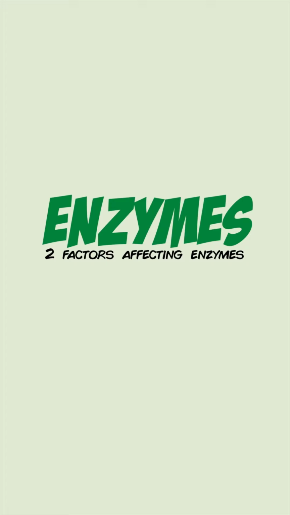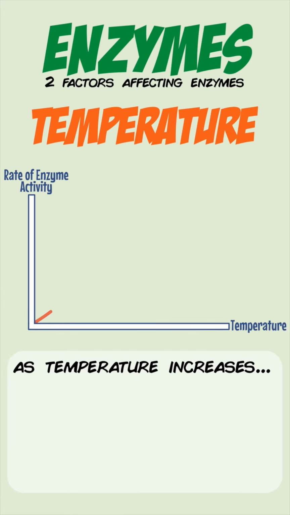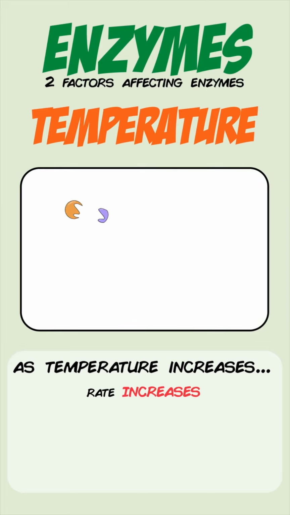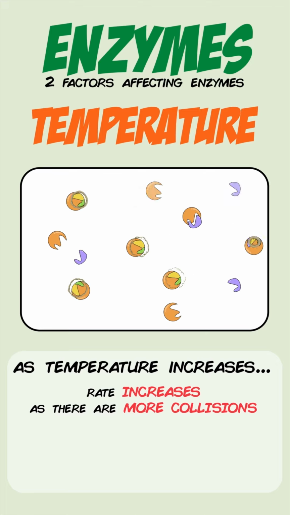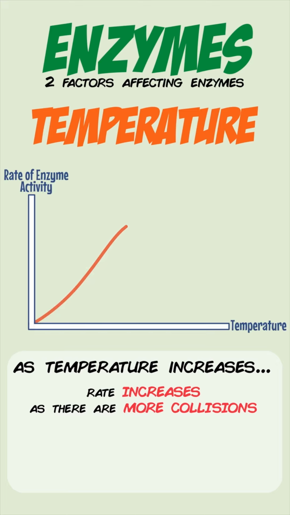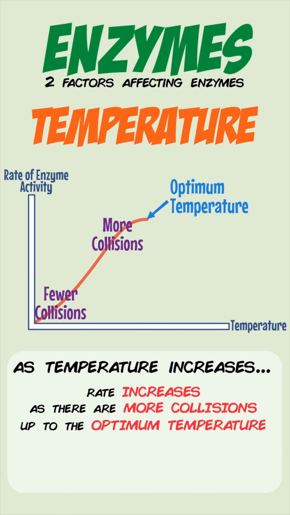The first factor is temperature, where as the temperature increases, the speed at which enzymes work increases up to a certain point. This is because the enzymes and substrates move around faster, meaning there are more collisions between them per second, so they're more likely to react. The rate is the fastest at a temperature known as the optimum temperature. This is usually 37 degrees in human enzymes.